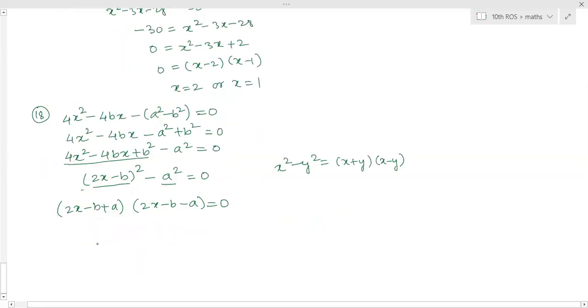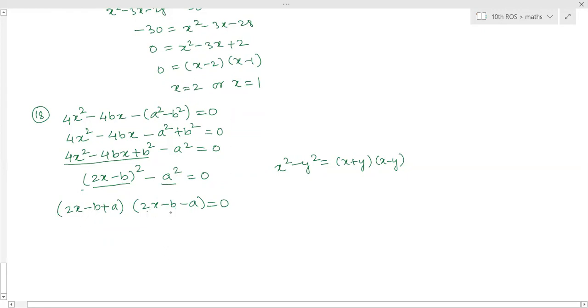Is it clear? Yes. So the full term is x and this full term is y. So this is in the form of x square minus y square. So we can write it in the form of x plus y into x minus y. So what is x? 2x minus b plus y, that is plus a, into x minus y, that is 2x minus b minus y, that is minus a.